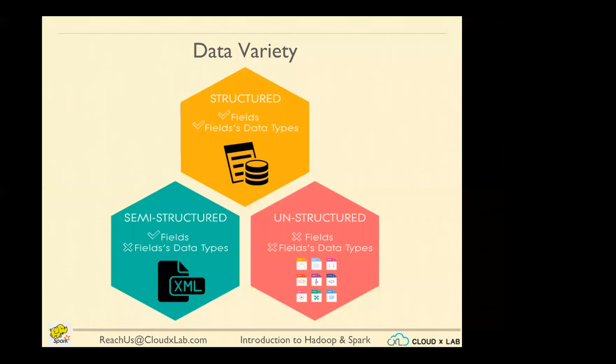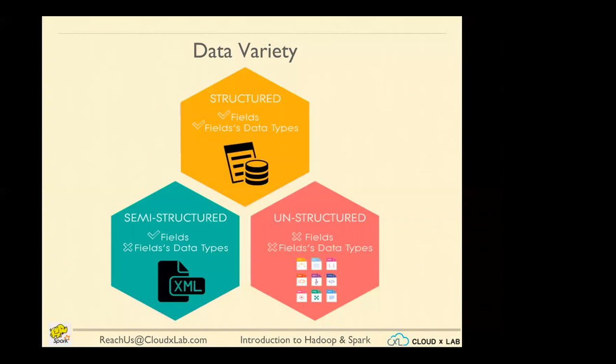Now you might be wondering, what is a type? A type is like an integer, a number. It could be a string, text, or a binary value, or it could be a large object such as a file. All right. So basically, the idea of structured data is that data in which we for sure know the fields and their data types is called structured data.